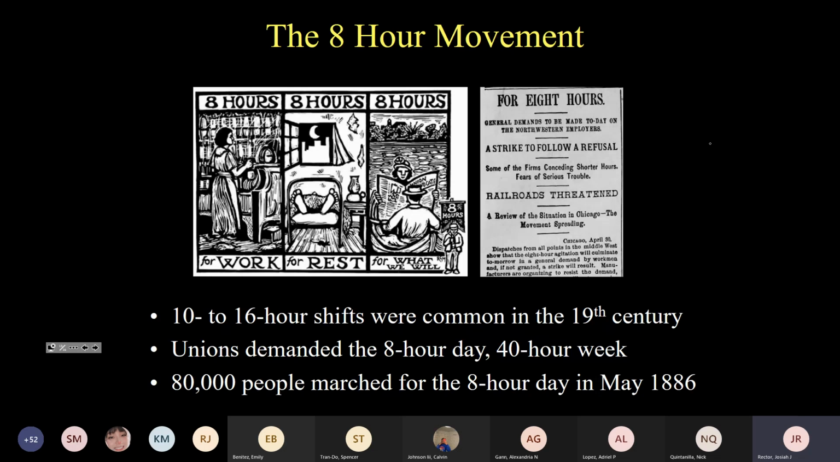There were very few restrictions on the ability of employers to compel their workers to stay in the workplace for long periods. So the 8-hour movement really took off, and it was taken up by the Knights of Labor as well as other unions like the American Federation of Labor. And the Knights of Labor increased in their membership to over 700,000 by 1886. And that year, the largest upheaval of American workers in history ever occurred, at least in the 19th century.